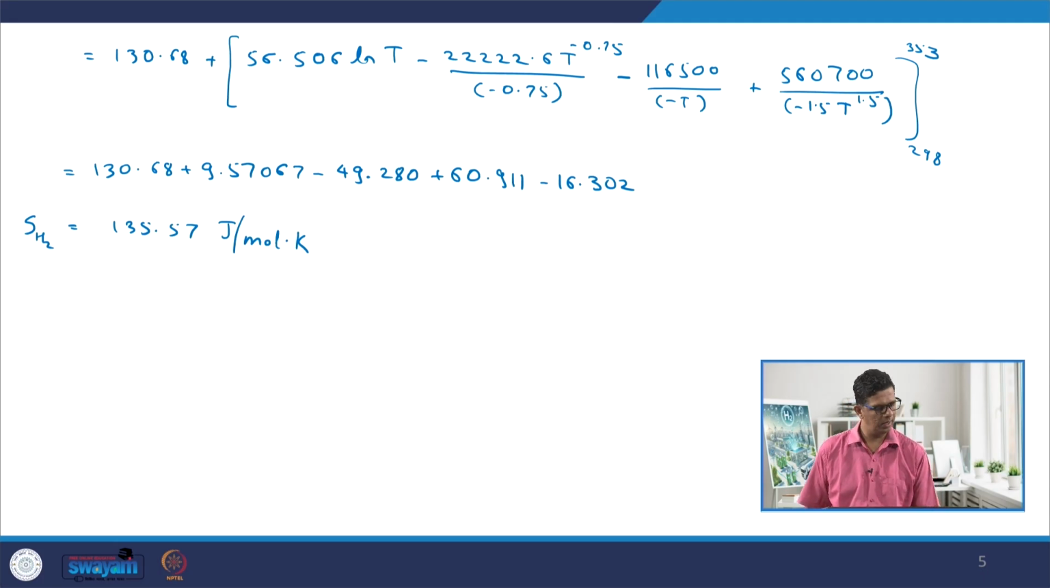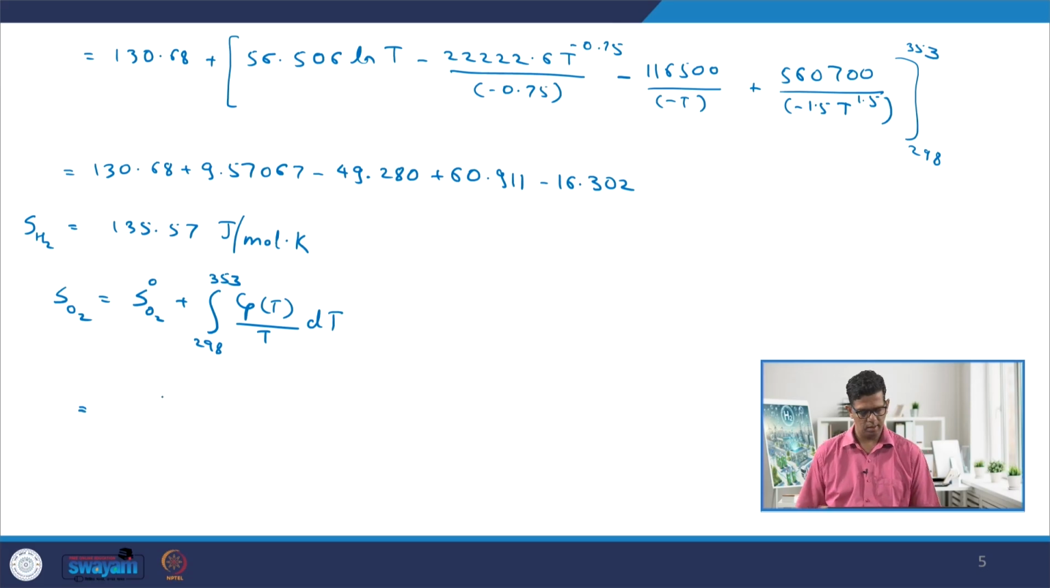Let's go ahead and find out the entropy of oxygen, which we will write with a similar expression: entropy of oxygen at STP plus integration of Cp(T) by T dT over the temperatures, that is 298 to 353. Now, we have to substitute for entropy of oxygen at STP, which was, I think, 205.14. So, let me write this expression again and then we will substitute for Cp.